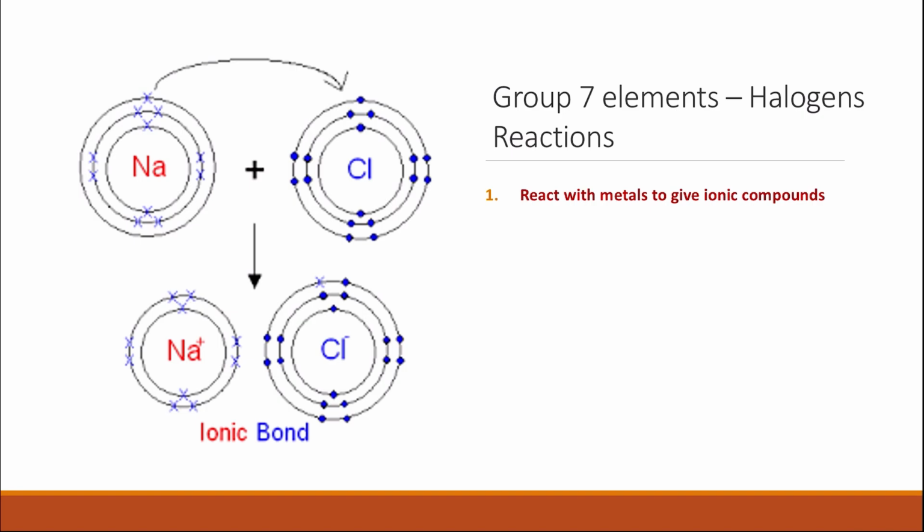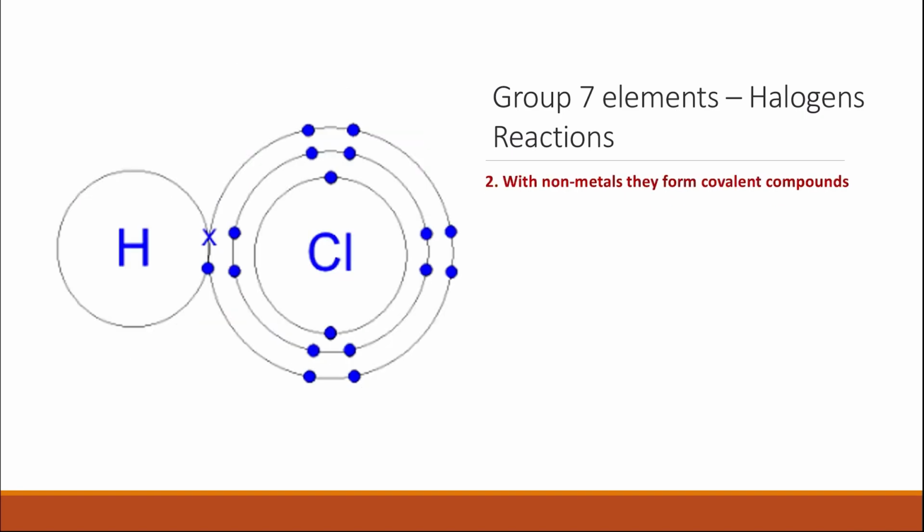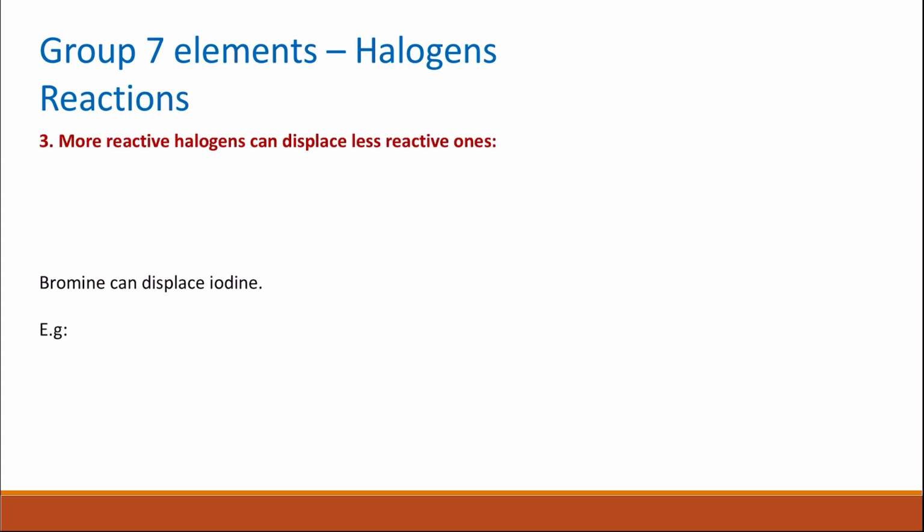The main reactions of halogens are making ionic compounds with metals through the formation of ionic bonding, for example with sodium chloride. With non-metals, they form covalent compounds, such as the sharing of electrons between chlorine and hydrogen to make hydrogen chloride. And then there is the displacement reaction. A displacement reaction is a kind of reaction where the more reactive halogens can displace the less reactive ones.